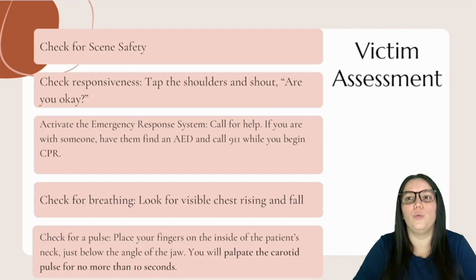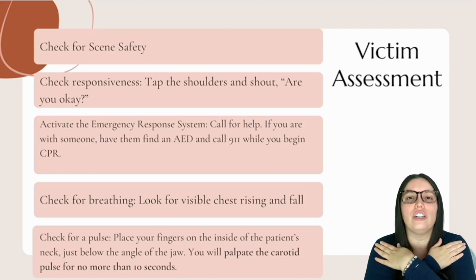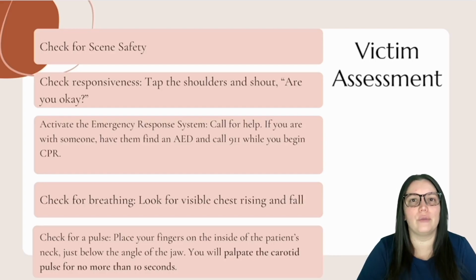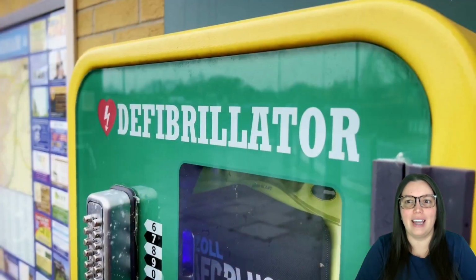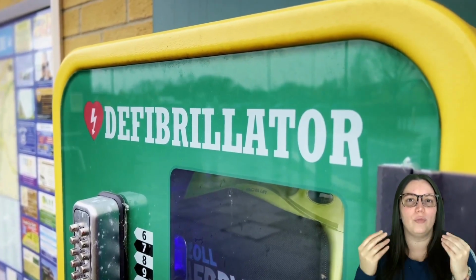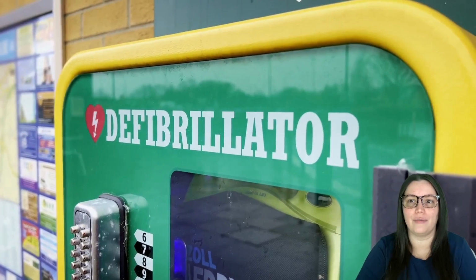Number 2, you want to check for responsiveness. You're going to tap the person on the shoulder and shout, "Are you okay?" If that person does not respond, then you are going to activate the emergency response system by having that second person go call 911 as well as look for an AED. An AED is extremely important because it is going to identify any kind of shockable rhythms and help you shock the patient and hopefully save their life.